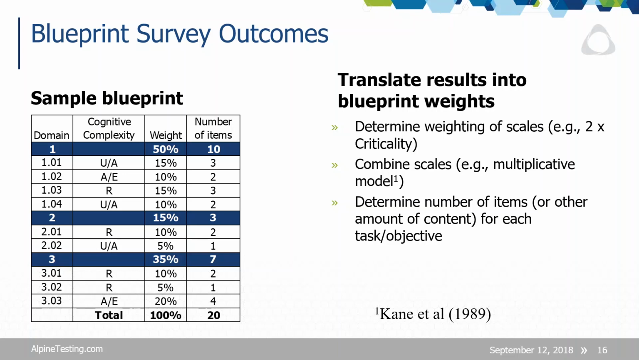And then finally, we determine the number of items for each task and objective. That's usually based on decisions that are made in the initial test design process, where you may say, I'm going to create a 70-item multiple choice exam, or you're creating something more complex than that, say for a performance-based test. You may use those weights for deciding how to distribute content.